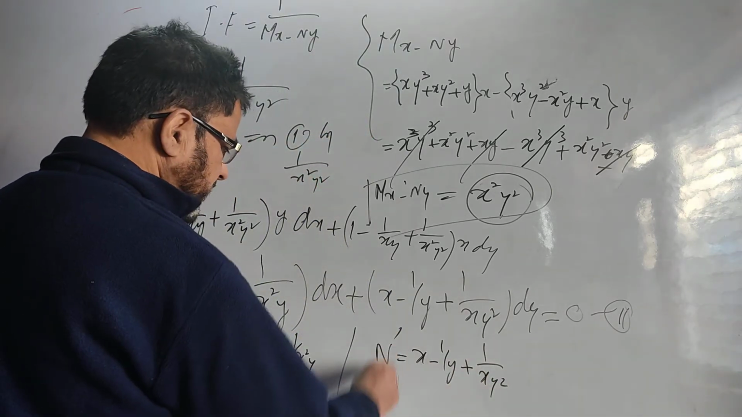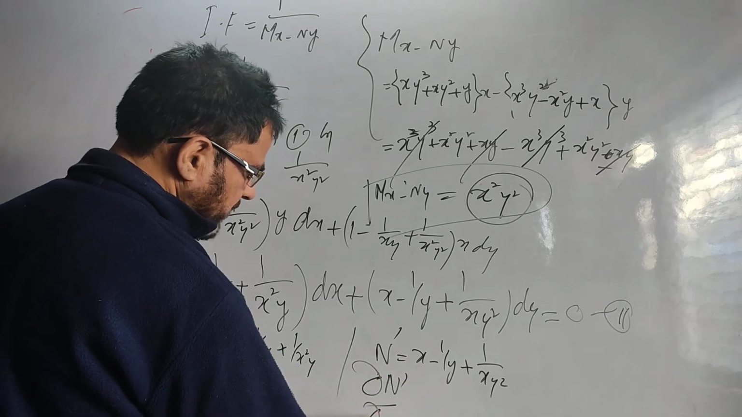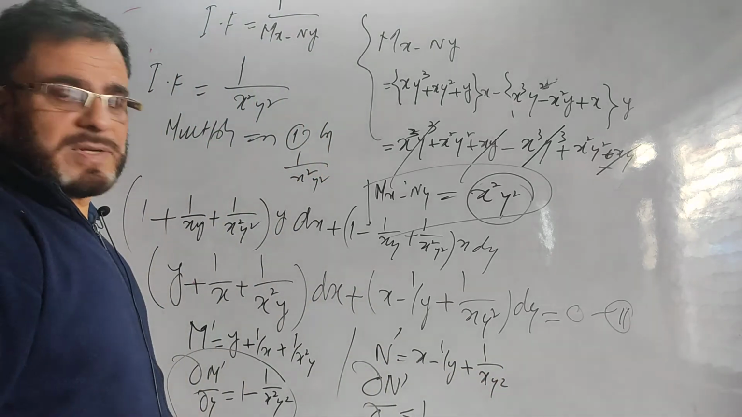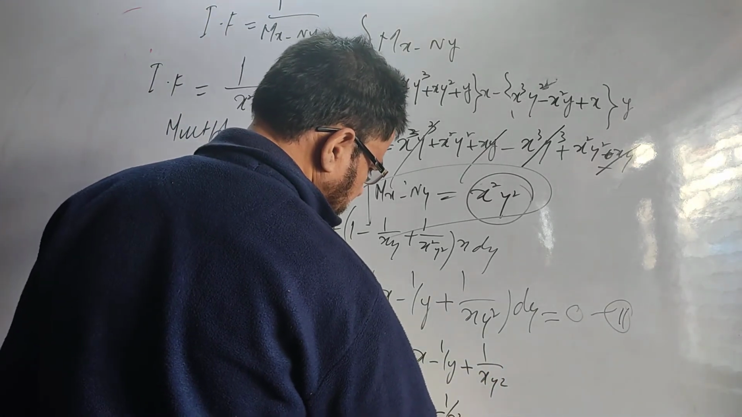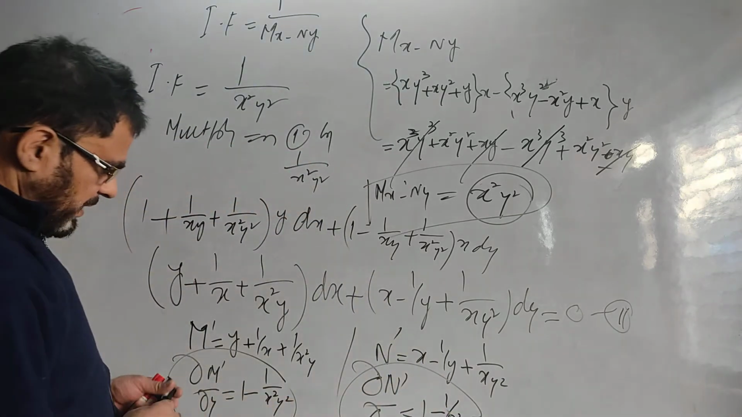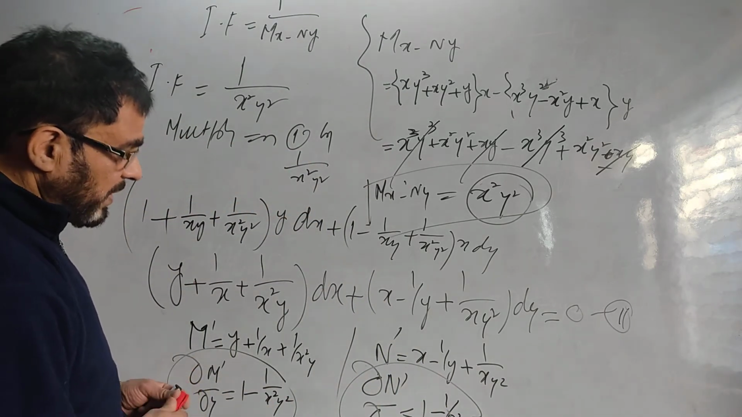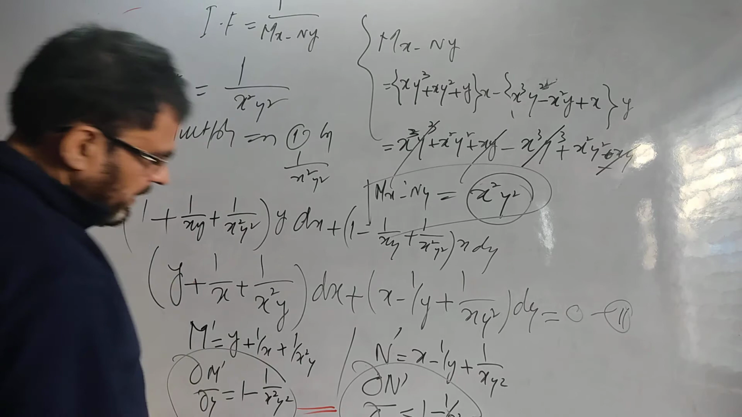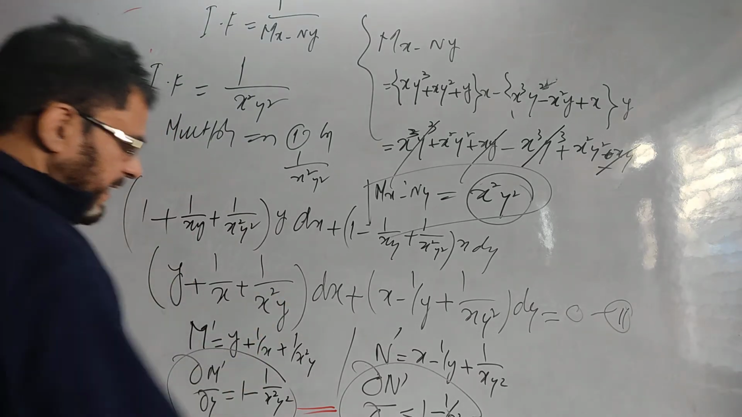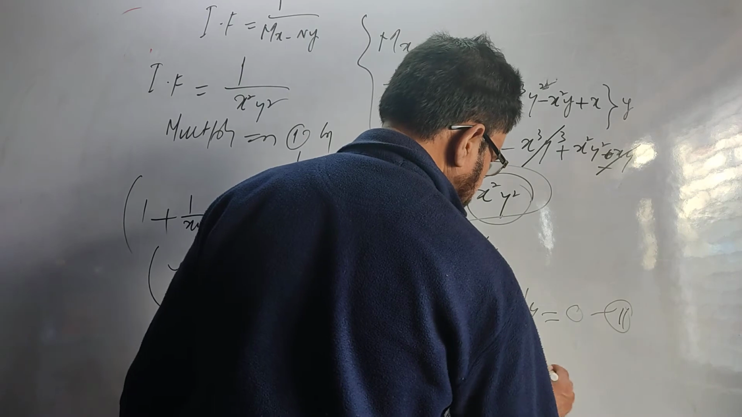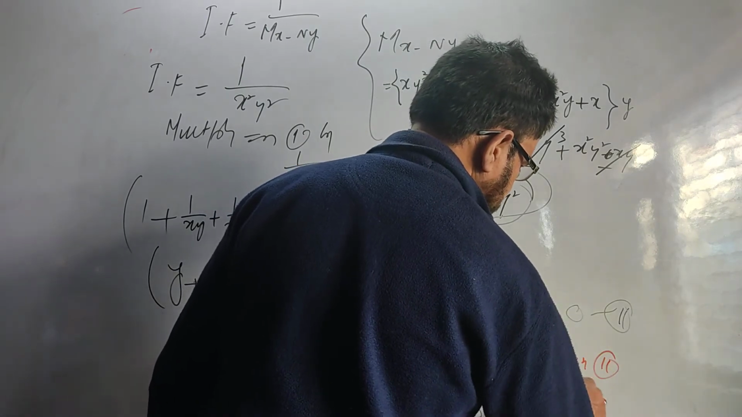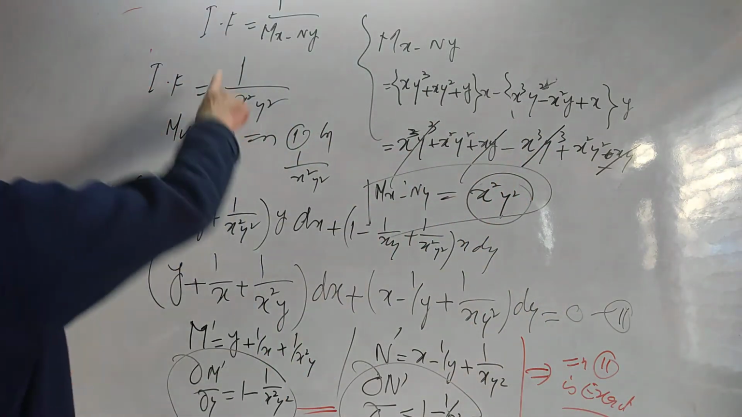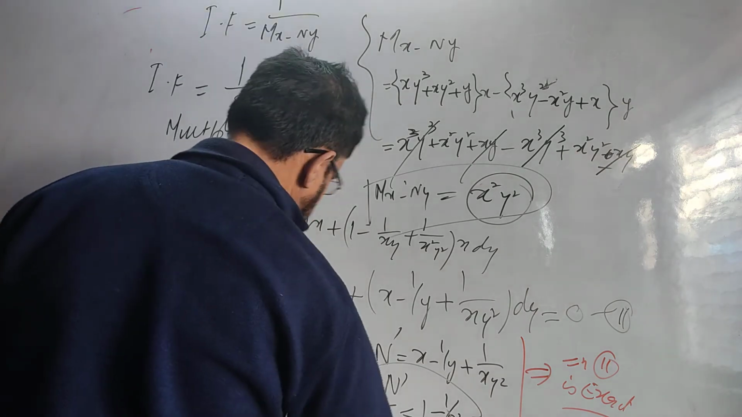When you find n dash, what is dou of n dash with respect to x? We have derivative of x, it is 1, this is 0, then derivative of 1 by x is minus 1 by x square, it is minus 1 by x square y square. Yes, you see these two are equal. So this means equation number second is exact. When it was not exact, we found its integrating factor 1 by x square y square, we multiplied by this and this becomes exact.